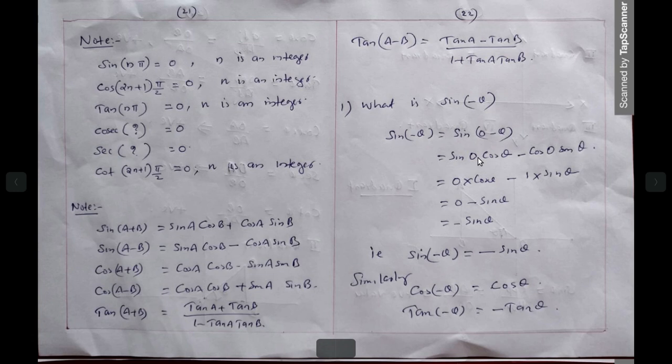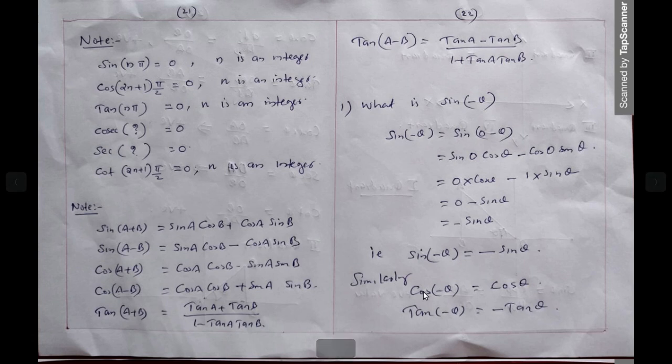Okay, so sin 0 is what? We already have sin 0 equal to 0 in the 10th standard. So 0 into cos theta minus cos 0, which is 1, into sin theta. Cos 0 is equal to 1, this was also learned in the previous class. So this whole term becomes 0 minus 1 into sin theta. So 0 minus sin theta equal to what? Minus sin theta. So there is a result: sin minus theta is equal to minus sin theta.